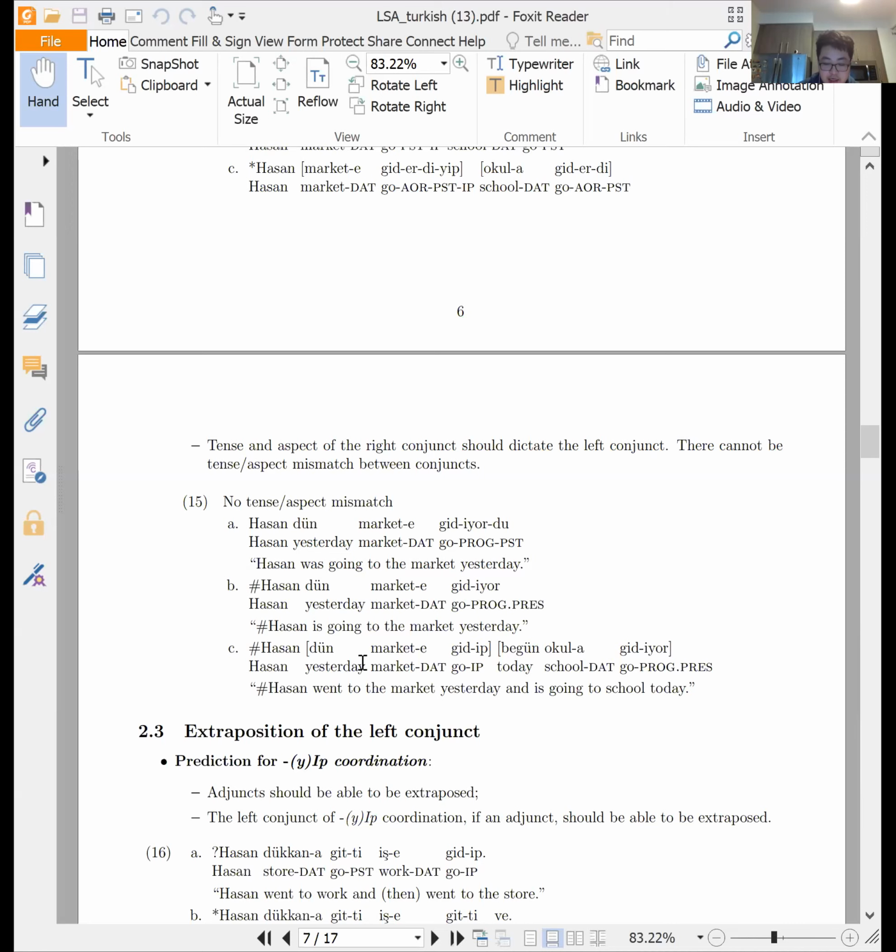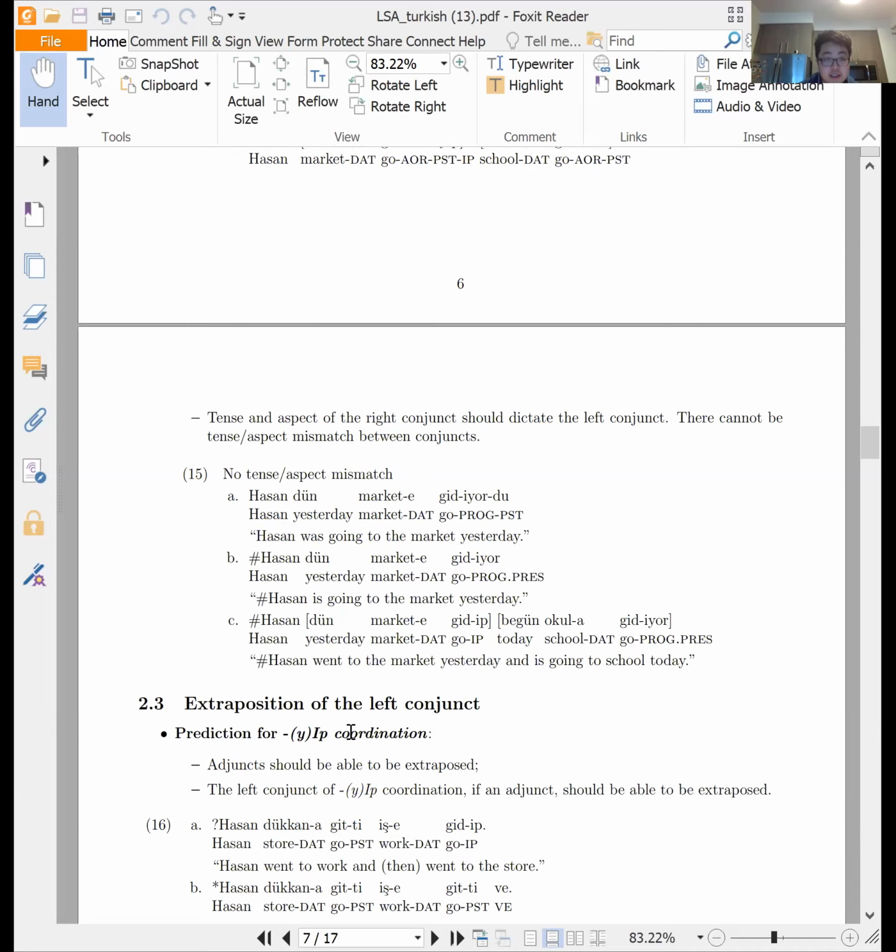So what this is showing is that there cannot be a mismatch between the two conjuncts in tense and aspect, and the left conjunct's tense and aspect is mandatorily the same as the right conjunct. This is in line with the adjunction analysis.